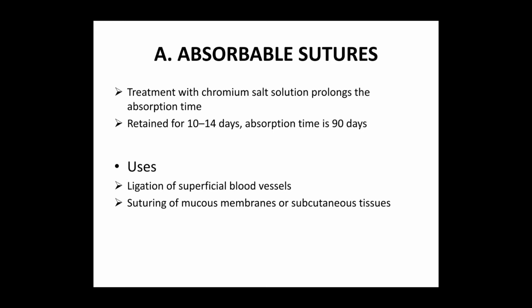Uses: it is used for ligation of superficial blood vessels, and suturing of the mucous membrane and the subcutaneous tissue. For example, if you are planning a thyroidectomy, the anterior jugular veins are encountered, and if they are injured by mistake and bleed, this is the best suture material to use for ligation of the superficial vessels. And for suturing of the mucous membrane, like the oral cavity, traumatic injuries of the oral cavity are best sutured with it.